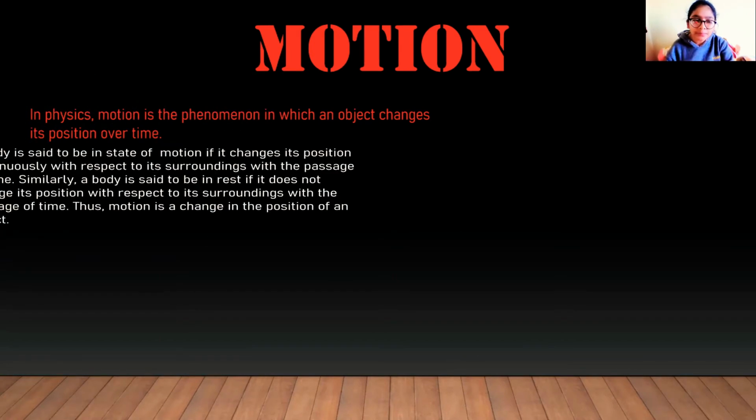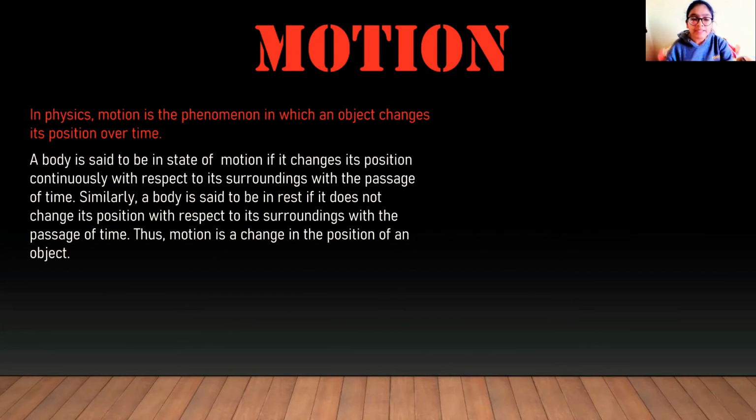Now let's see more. A body is said to be in a state of motion if it changes its position continuously with respect to its surroundings with the passage of time. Similarly, a body is said to be at rest if it does not change its position with respect to its surroundings with the passage of time. Now, what does rest mean? Rest means if the object has no movement in its body, it's not moving at all, then that body is said to be at rest. Thus, motion is a change in the position of an object, and rest means it does not have a change in position.